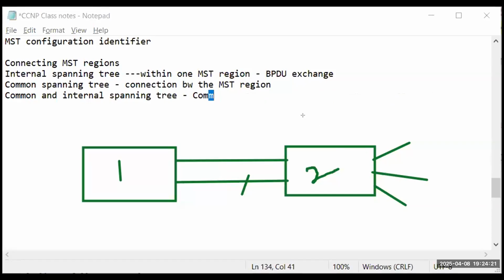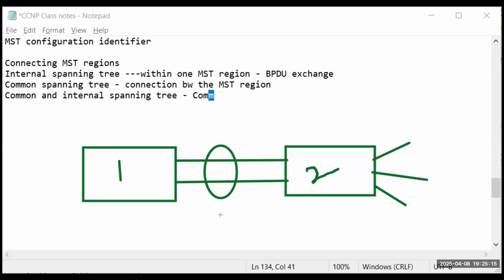So Ether channel is a link aggregation technology that groups multiple physical interfaces into a single logical link. So this will be combined as one single logical link together. These two will be grouped under one Ether channel.